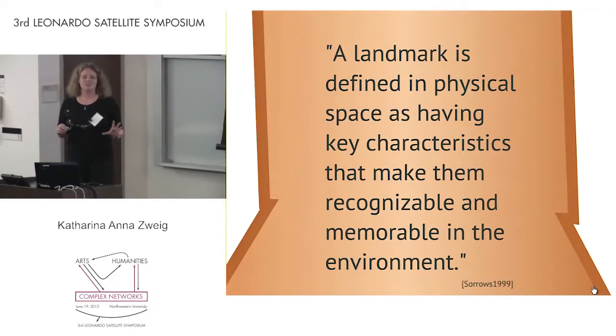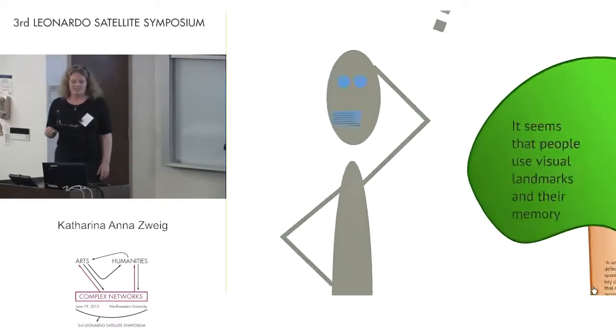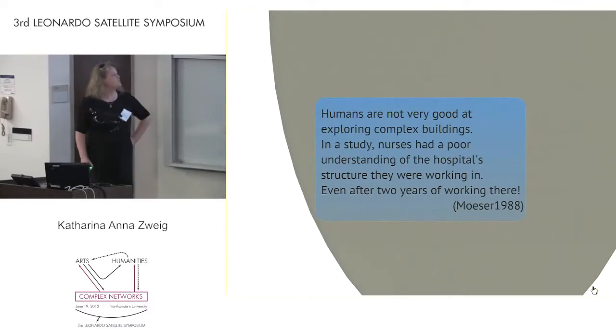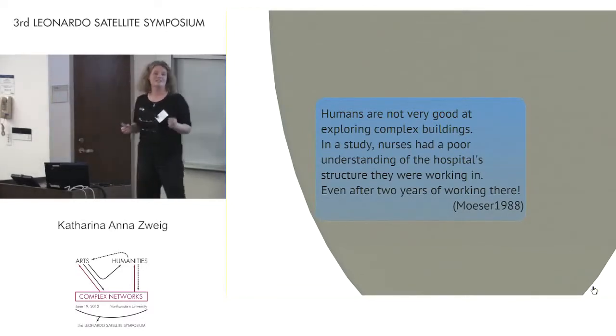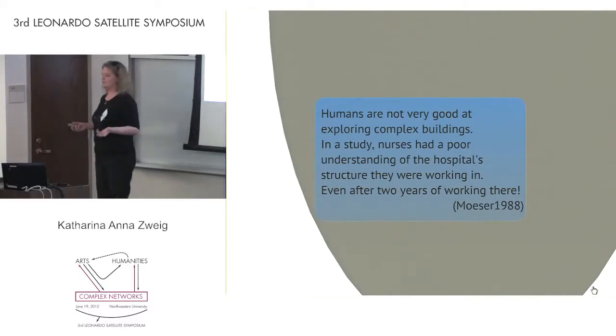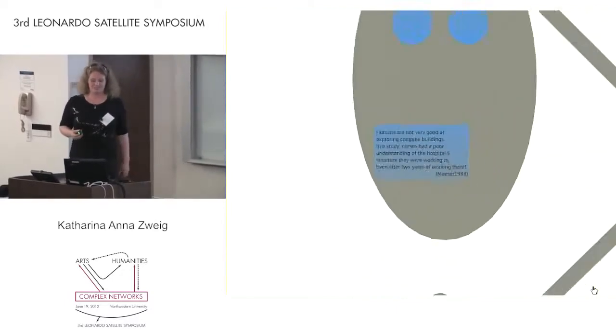And I'm sure that all of you picked some visual landmarks when you were navigating here in the last few days. The interesting thing is that humans are not very good at it. Especially in exploring complex buildings, there was a study in which nurses were asked to denote the shortest path between two rooms in the hospital. They were working there for 2 or 3 years, and they couldn't give the shortest path between the two rooms. So what happened here? Are we a failure in exploring complex networks?